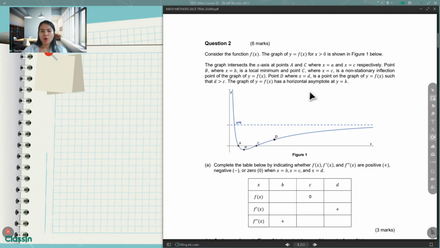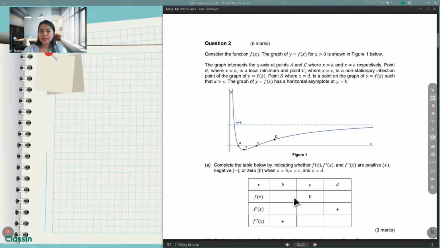And we have a horizontal asymptote y equals k, which means that as x approaches positive infinity, y equals f(x) approaches k. Now, we are given a table, and we need to determine the sign, positive, negative, or 0, at points B, C, and D for f(x), f'(x), and f''(x).